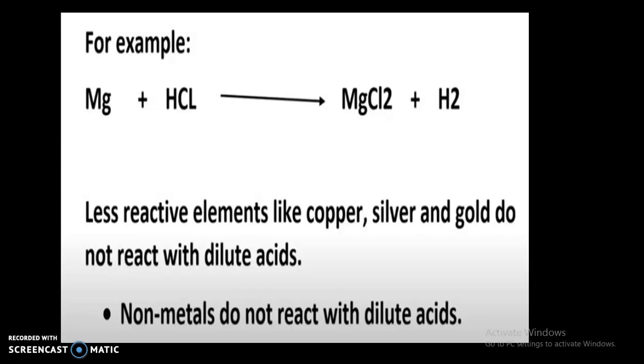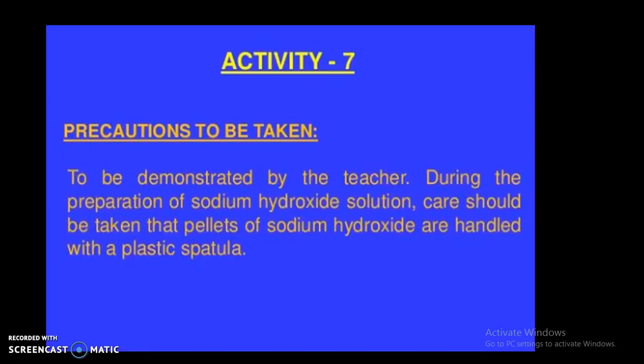Please underline it and write it somewhere in your book. So non-metals do not react with dilute acid, that we have already discussed. Now the activity number 7 is on the basis of the reaction with bases. So metals react with bases to form their respective salts and hydrogen gas. Let us study how metal reacts with bases.